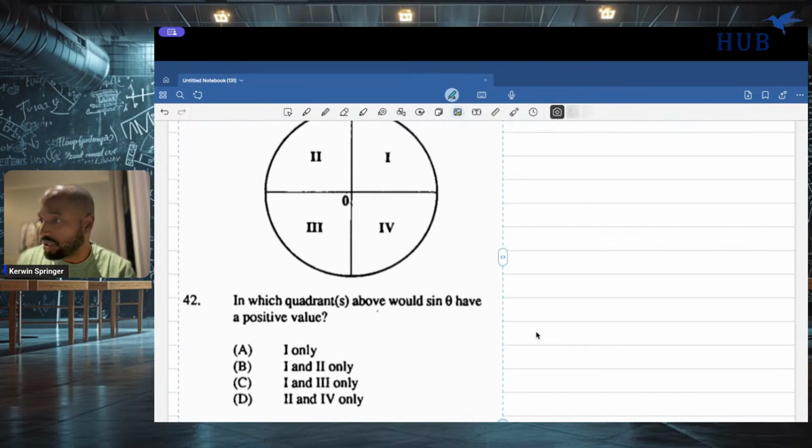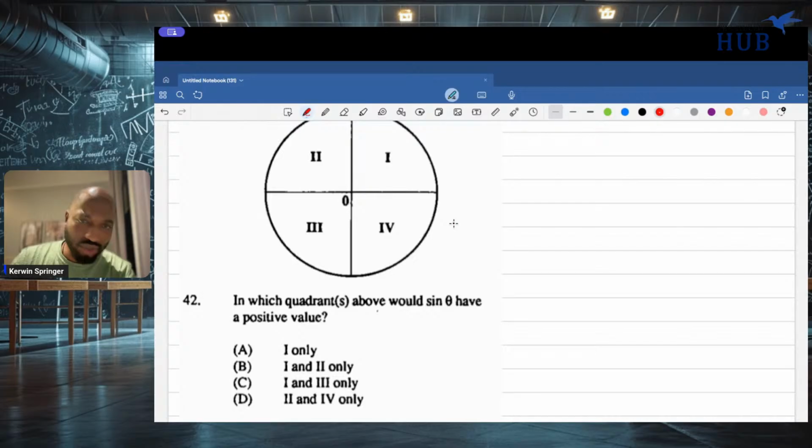In which quadrant above would sine theta have a positive value? Who sent this? I need to ban this person. Bella, where did you find this question? This is AdMaths. Anyhow, ASTC. The answer is A and S, so 1 and 2.